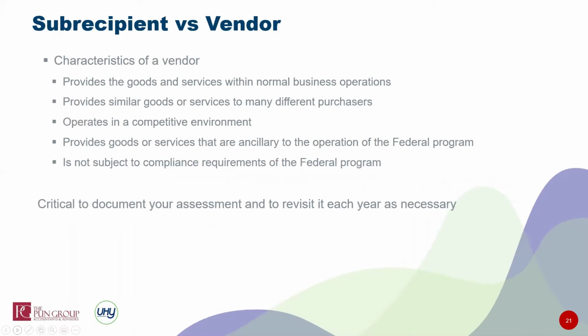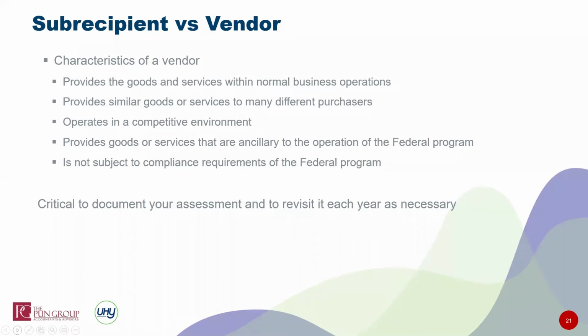A vendor, however, would provide goods and services essentially within its normal business operations as part of that grant. So you can think in terms of purchasing personal protective equipment. That would be more of a vendor relationship as opposed to a subrecipient because they can provide similar goods and services to many different purchasers. So think N95 masks, how many of those were purchased and were federal grant dollars used to purchase those? Or cleaning supplies and sanitation supplies under CARES environment.